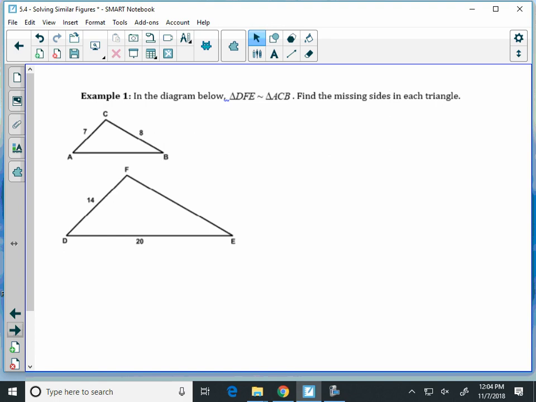This is where marking your angles is really, really important because it helps you decide which sides match up with which. So if we have DFE, I'm going to put one arc at D, 2 arcs at F, and 3 arcs at E. I'm going to go in order. I'm going to follow that same pattern in the other triangle: 1 at A, 2 at C, 3 at B.